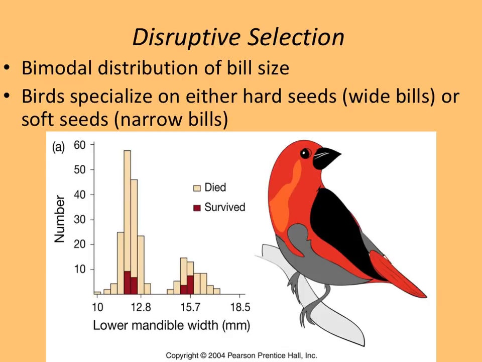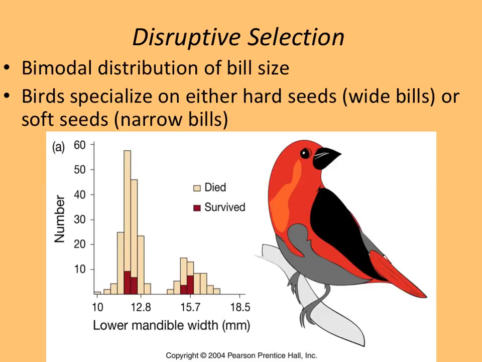Okay, and then here we have what's called disruptive selection. Let's say birds that had very large beaks or very thin beaks are favored. The ones in the middle, not so much. Because there's large seeds and small seeds. The ones with a large bill are not very good at finding the small seeds, but they can break the big ones, and vice versa.